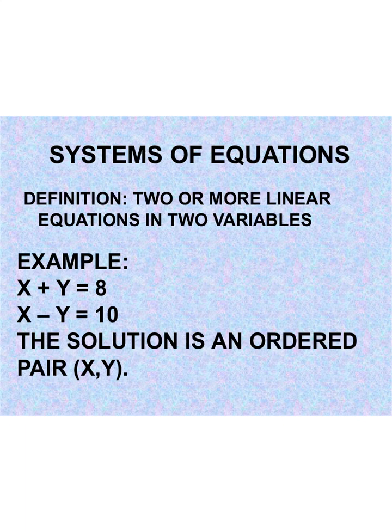All right, we are going to look at systems of equations, and systems of equations are defined to be two or more linear equations that contain two variables. They are going to have an x and a y. An example of a system of equations is x plus y equals 8 and x minus y equals 10. The solution, if it has a solution, is going to be an ordered pair.